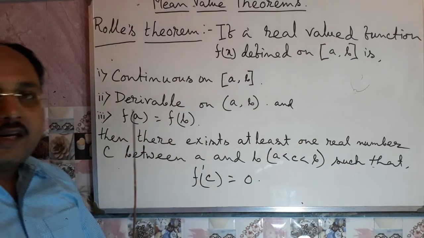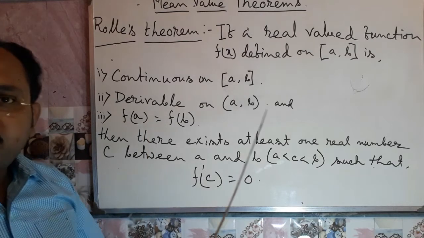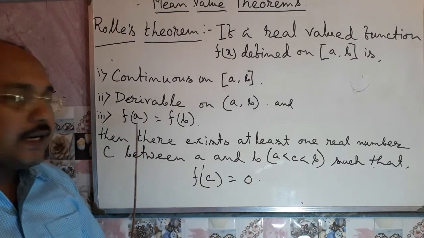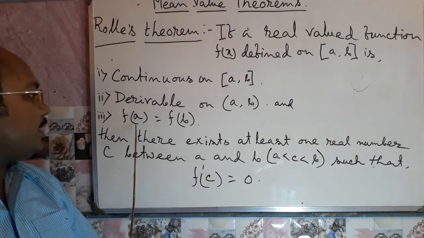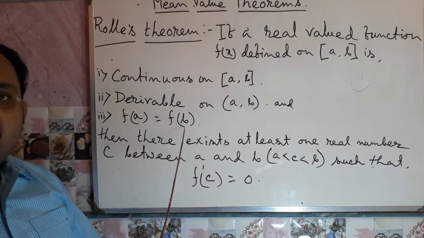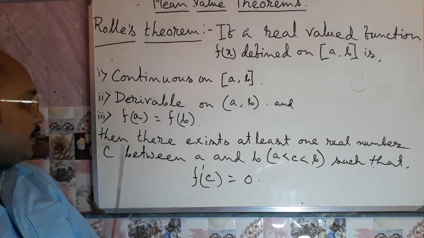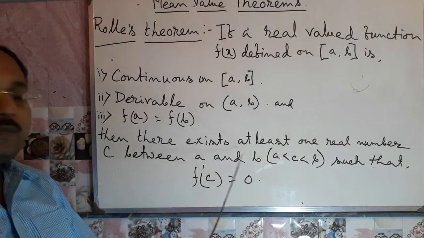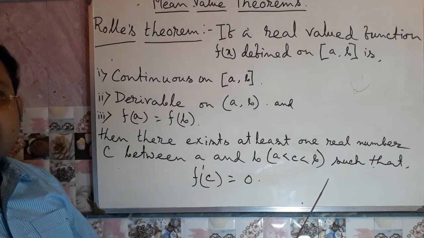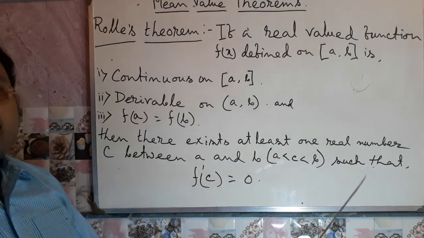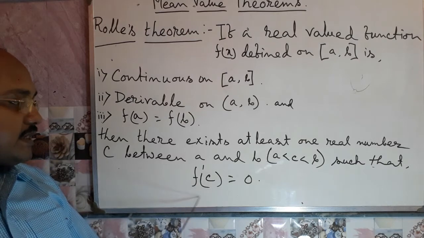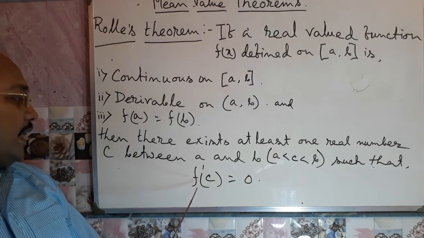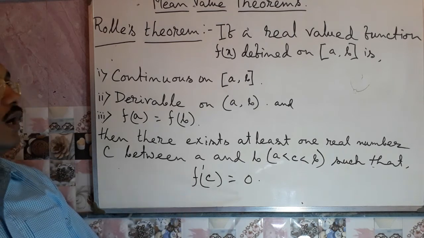[a, b], derivable on open interval (a, b), and if the functional values at the extreme points, that is f(a) is equal to f(b), are equal, then there exists at least one real number c between a and b, that is a < c < b, such that f'(c) is equal to 0. That is, the first order derivative of that function at that particular point c is equal to 0.